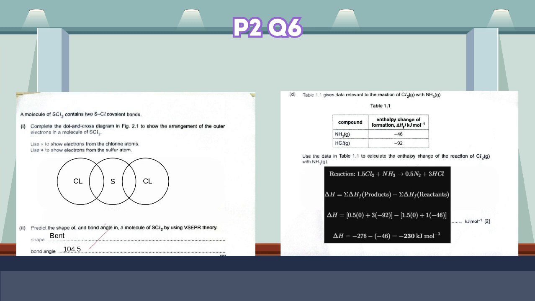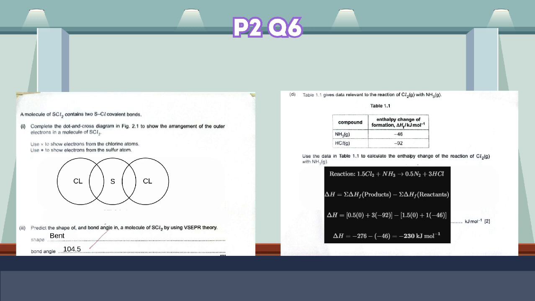And then for the next question, predict the shape and bond angle in a molecule of SCl2 by using VSEPR theory. The shape is bent, and the bond angle is 109.5 degrees. For the drawing, it is like this, you can see.